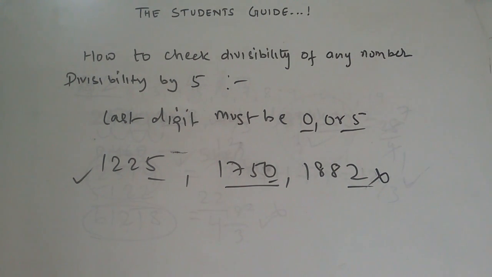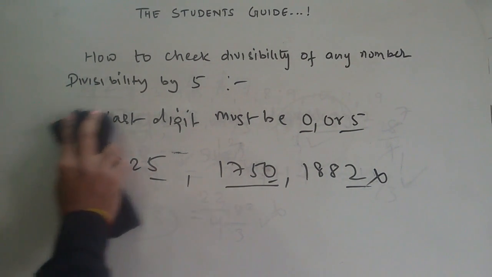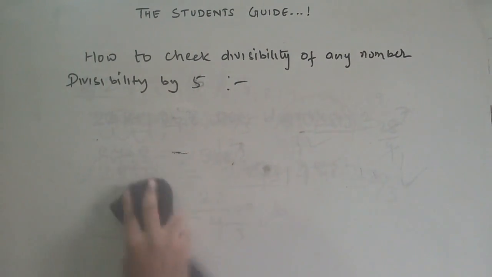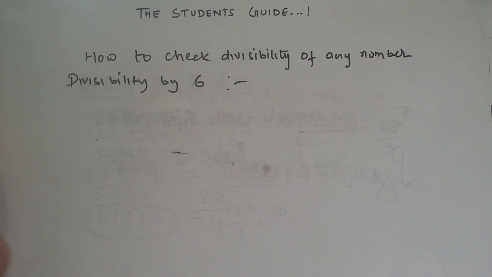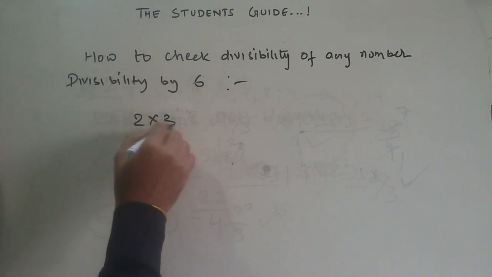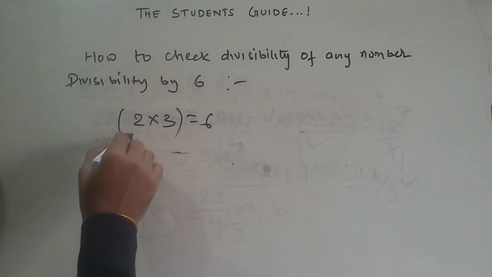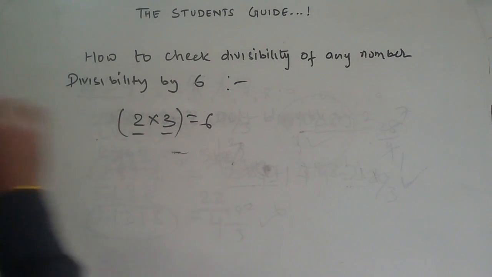Okay, so let's move on to divisibility by 6. We will see if the number is divisible by 6 or not. Friends, to find out if a number is divisible by 6, we have to take care of two things. The number has to be divisible by 2 and has to be divisible by 3 as well, because 2 times 3 is equal to 6.